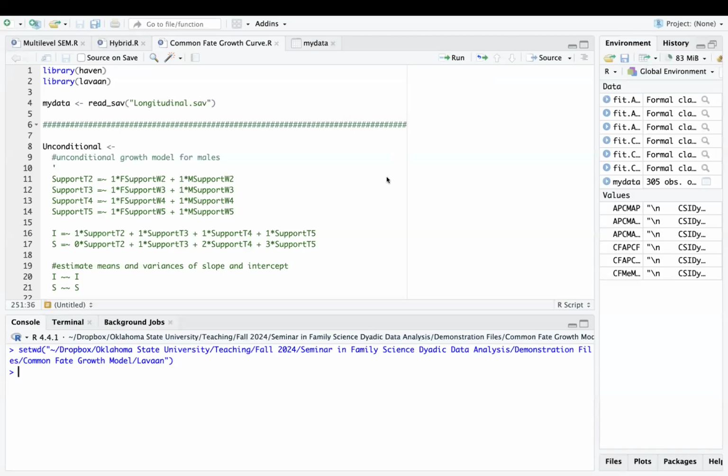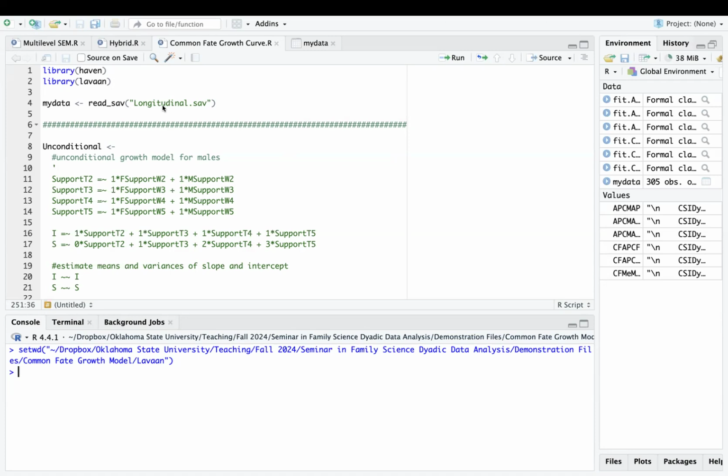Hello, everyone. In this video, I will be going over the common fate growth model. The common fate growth model, for those of you who are unfamiliar, is examining change at the dyad level.